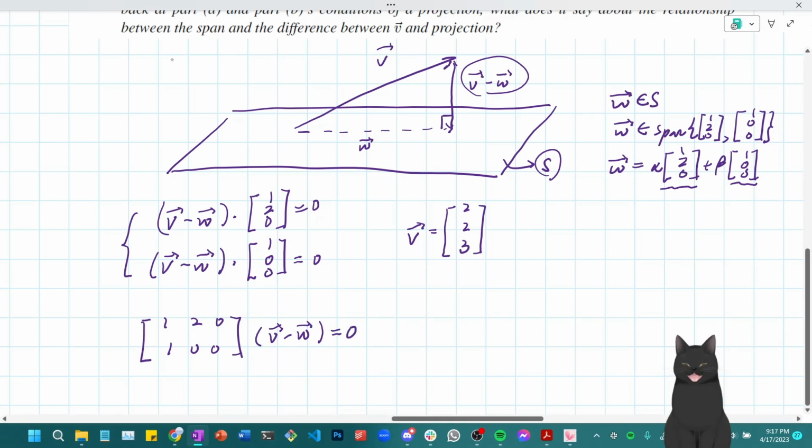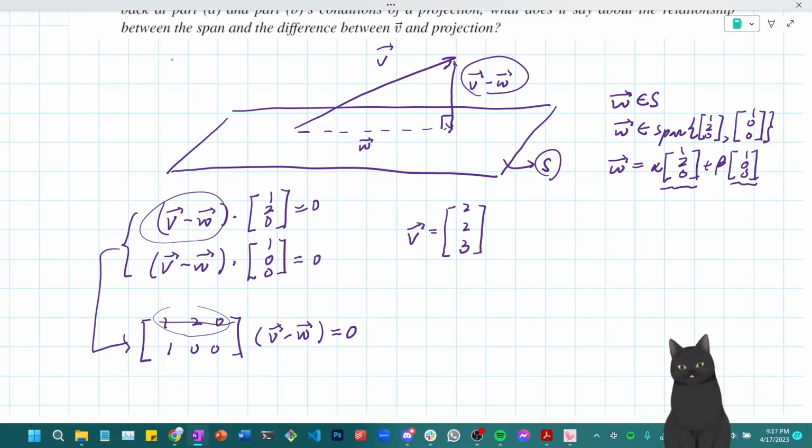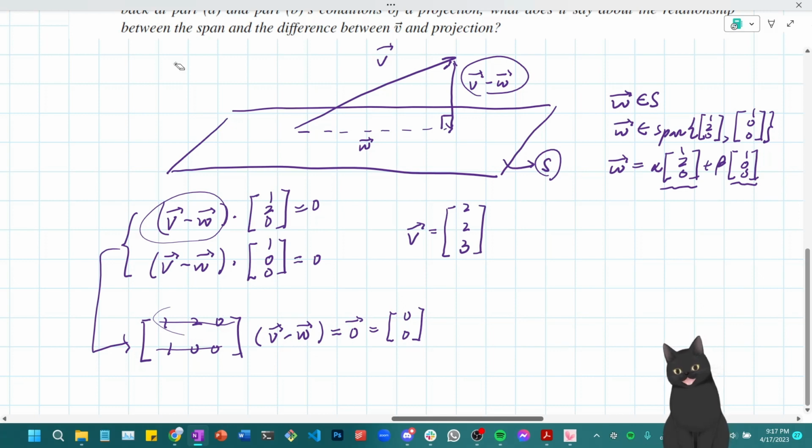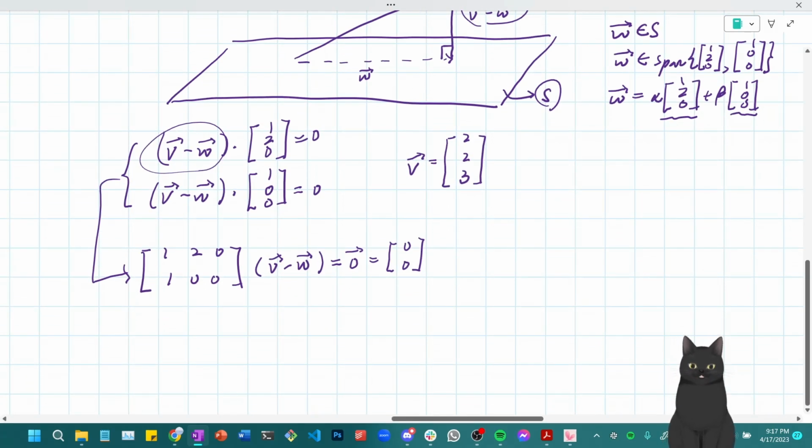So if I combine the two equations into this matrix vector form, what it means is (1, 2, 0) dot v minus w is 0. V minus w is a vector. And (1, 0, 0) dot v minus w is also 0. So this is actually a zero vector here, which is equal to (0, 0). Okay, so now that we have understood why this matrix vector multiplication notation works, let's try to actually derive the value of this.